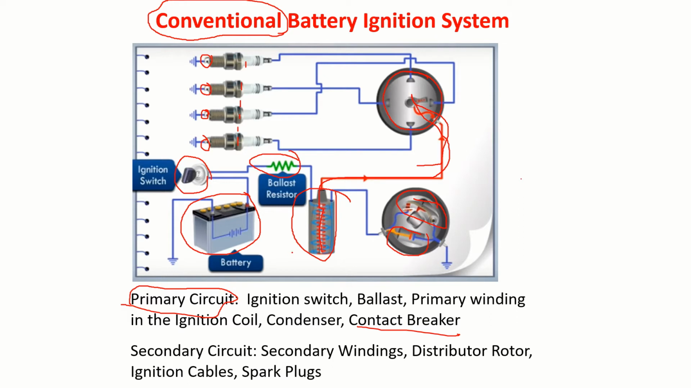So now let us see how exactly it works. The whole idea is that, as I mentioned, we need 40,000 to 100,000 volts. That is the kind of voltage that should jump across this point here. You have a 12 volt battery. From 12 volts to 100,000 volts, how to get it?